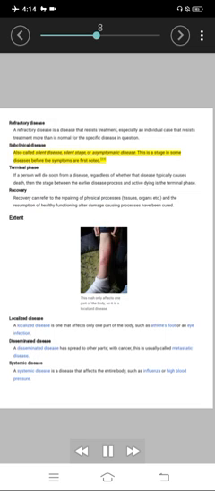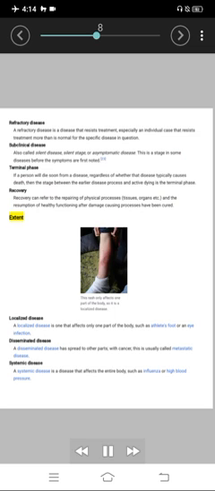23. Terminal phase. If a person will die soon from a disease, regardless of whether that disease typically causes death, then the stage between the earlier disease process and active dying is the terminal phase. Recovery. Recovery can refer to the repairing of physical processes, tissues, organs, etc. and the resumption of healthy functioning after damage-causing processes have been cured.